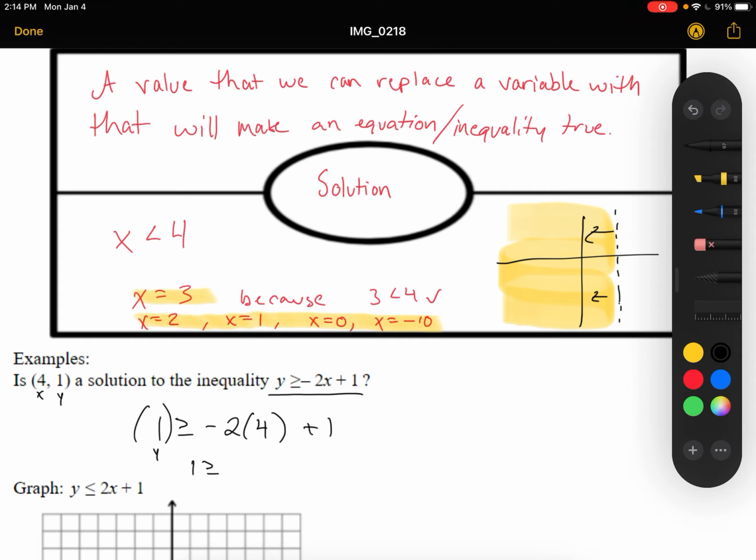So 1 is greater than or equal to -8 plus 1, or our final answer, 1 is greater than or equal to -7. Is 1 larger than -7, or if you had a balance of 1 in your bank account, would that be better than having a balance of -7? Yes, that is true, so it is a solution. So again, you can spot check individual values. You'll be asked to do that, and that's just grounding your understanding in what is a solution.